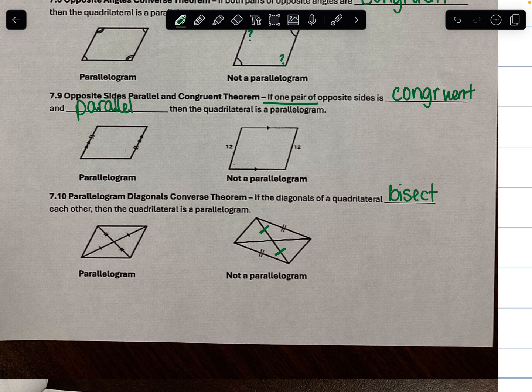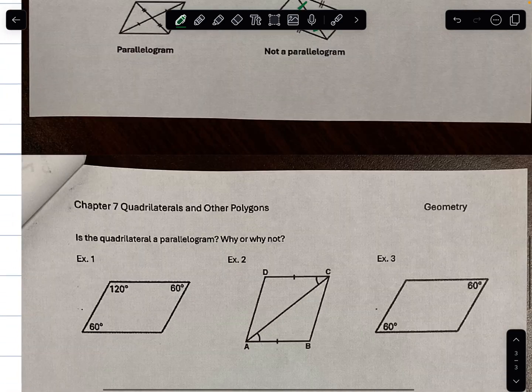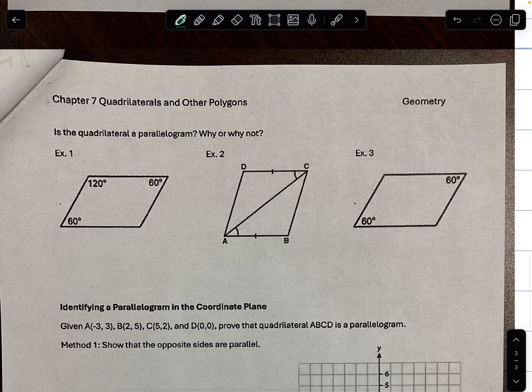Okay? I'm going to go through just 3 examples on the back, and then I'm going to let you guys just practice some of these on your own today. All right, so example 1, on all 3 of these, it's asking us to say, is the quadrilateral a parallelogram? And then we're going to say why or why not. All right? Any thoughts on the first example?